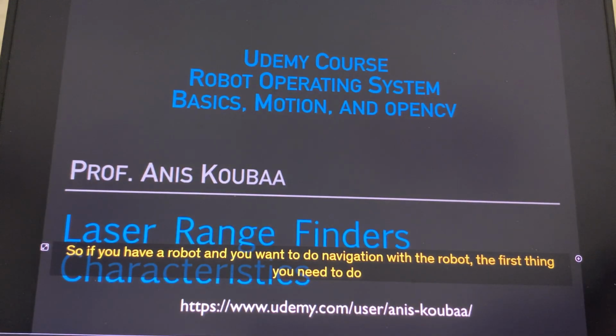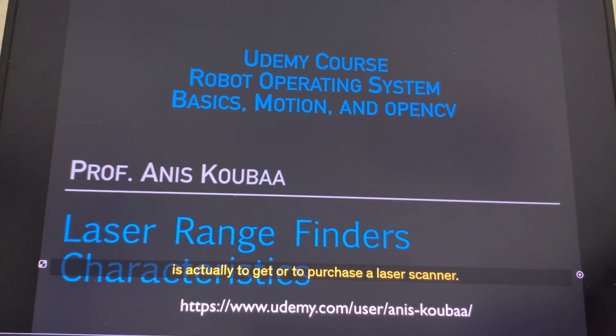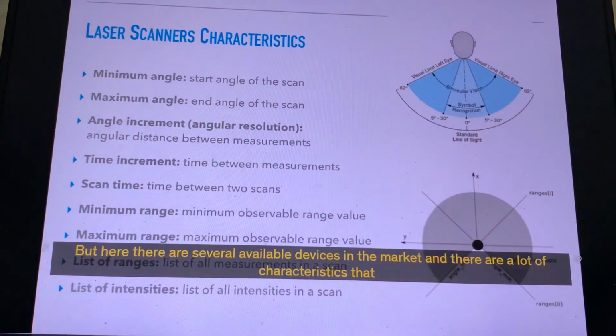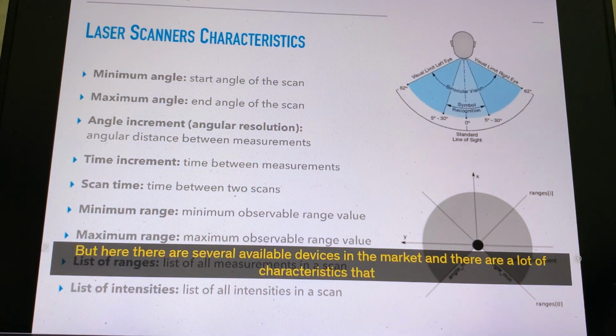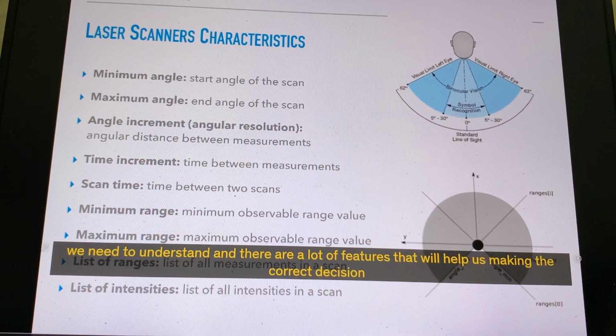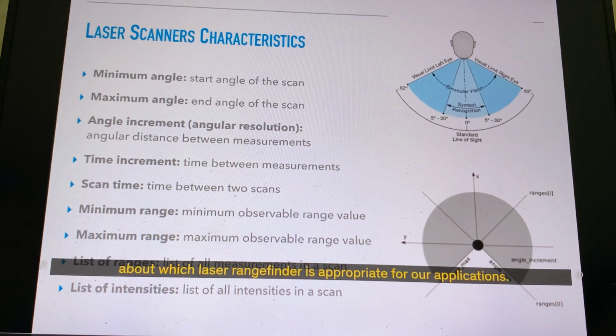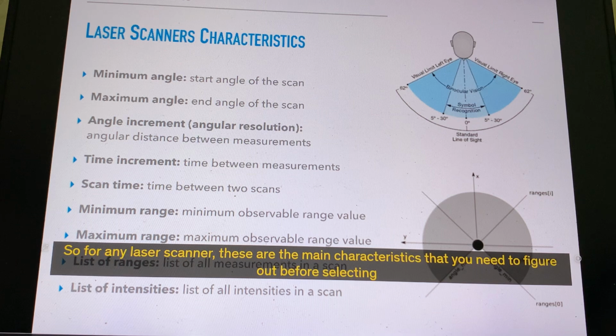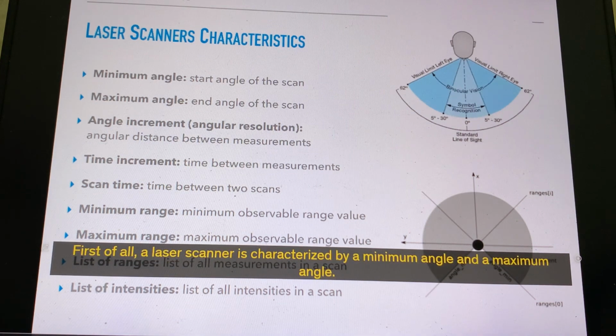So if you have a robot and you want to do navigation with the robot, the first thing you need to do is actually to purchase a laser scanner. But there are several available devices in the market, and there are a lot of characteristics that we need to understand, and a lot of features that will help us make the correct decision about which laser rangefinder is appropriate for our applications. So for any laser scanner, these are the main characteristics that you need to figure out before selecting it for your application. First of all, a laser scanner is characterized by a minimum angle and a maximum angle.